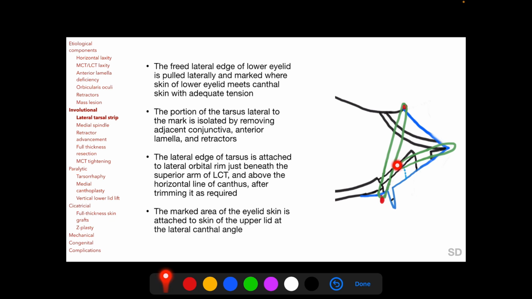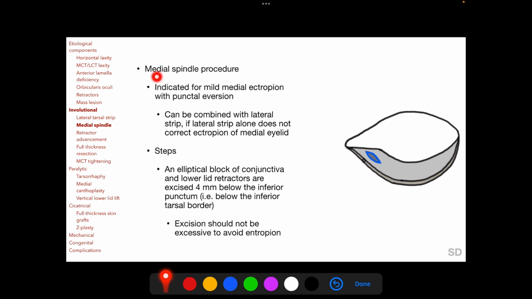Then the trimmed lateral edge of the lower tarsus is attached to the periosteum of the lateral orbital rim just below the superior arm of the lateral canthal tendon and above the horizontal line at the lateral canthus. Then the marked area of the lower eyelid skin is attached to the upper eyelid margin where it meets the lateral canthal angle.